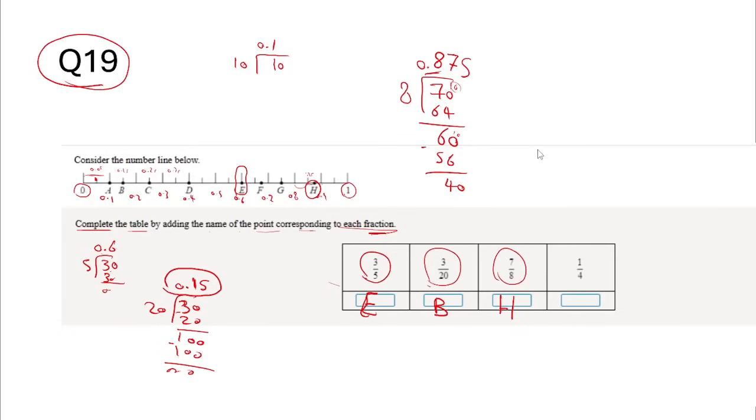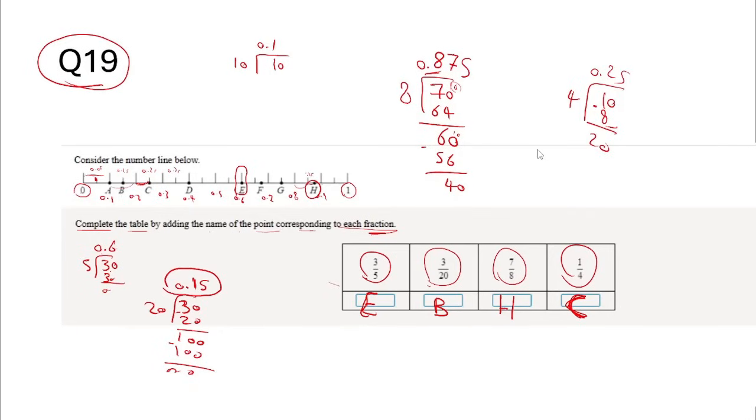Okay? So the last one is 1 over 4. 1 over 4 can be done also. So it will be 10 divided by 4, 8, subtract, it will be 2. So it will be 0.25. So 0.25 is here, which is 0.1, 0.2, and this is 0.05. So this would be number C. Okay? It's simple, but it needs more calculations to get the answer for this question.